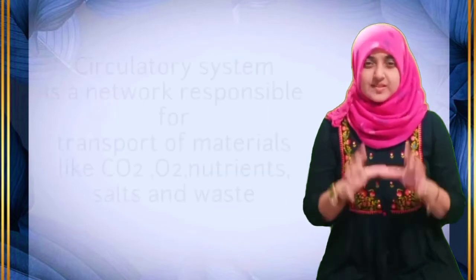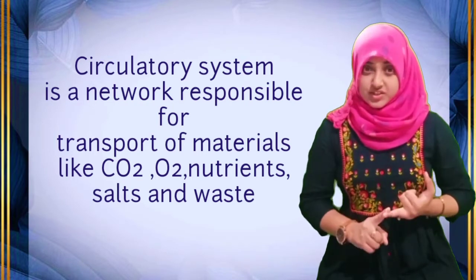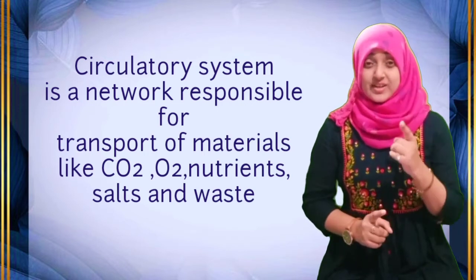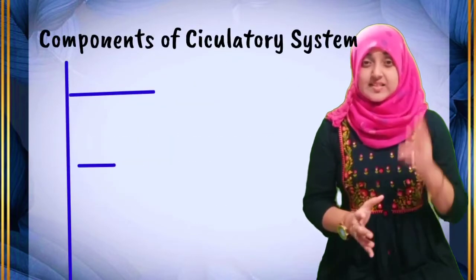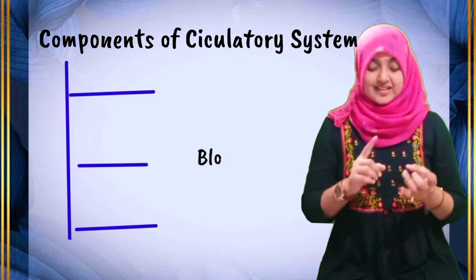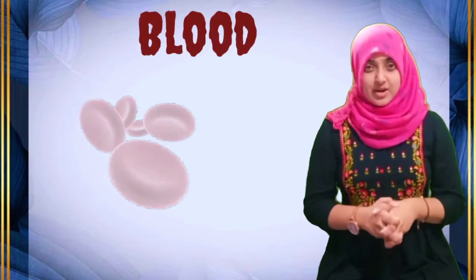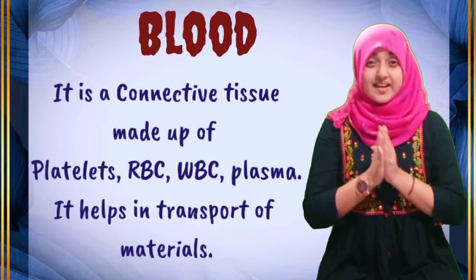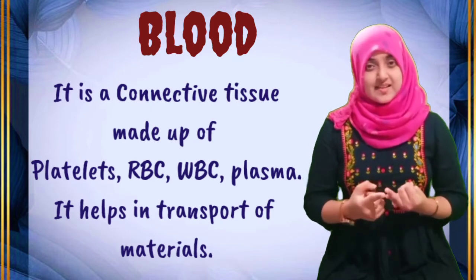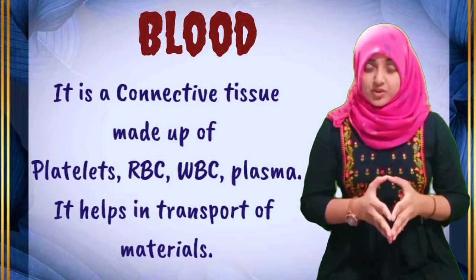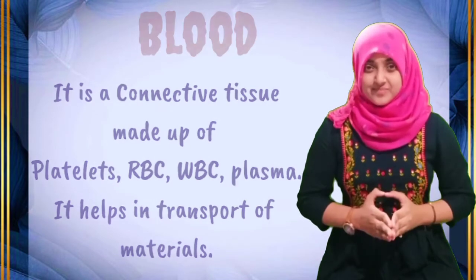This circulatory system is a network that is responsible for the transportation of materials like carbon dioxide, oxygen, nutrients, salts, as well as waste from one part to the other part in our body. So the circulatory system has three major components, that is the blood, blood vessels and heart. So firstly, let's see about the blood. This blood is a connective tissue which is made up of the platelets, red blood cells, white blood cells and plasma. This blood is responsible for the transport of materials such as carbon dioxide, oxygen, nutrients and waste.